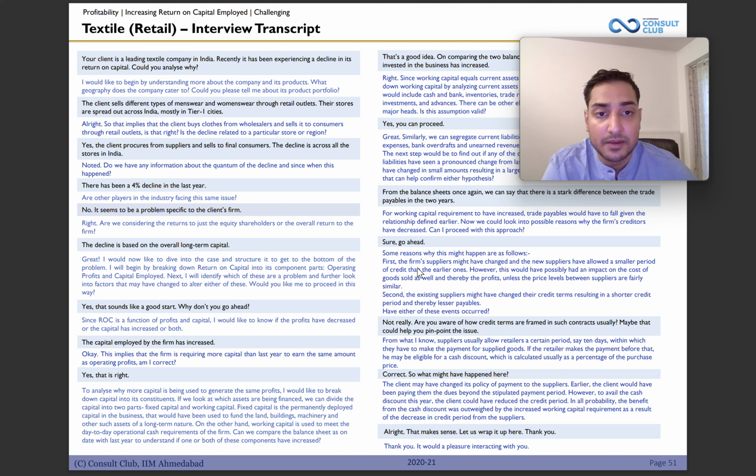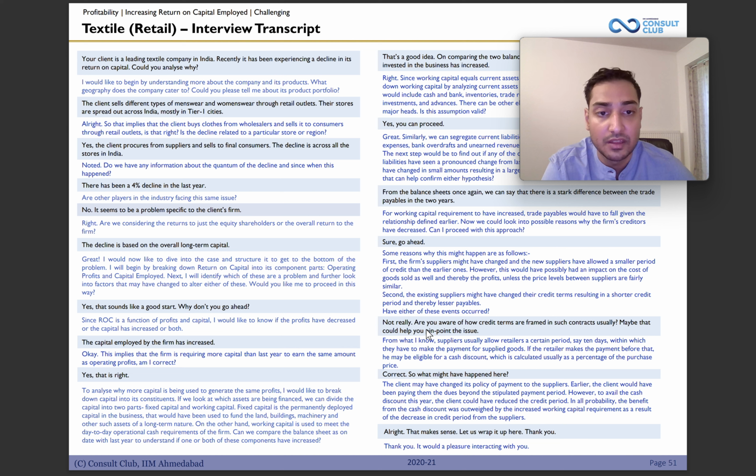Some reasons why this might happen are as follows. First, the firm's suppliers might have changed and a new supplier has allowed a smaller period of credit than the earlier ones. However, this would possibly have had an impact on the cost of goods sold, and thereby the profits, unless the price levels between the suppliers are fairly similar. Second, the existing suppliers might have changed their credit terms, resulting in a shorter credit period and thereby lesser payables. Have either of these events occurred?